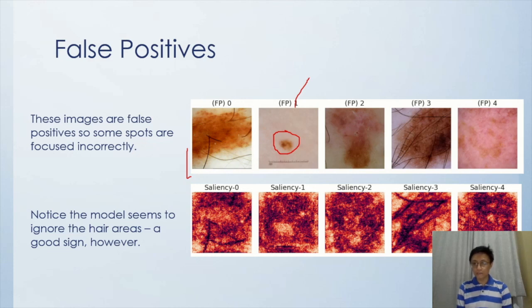And we see as well for FP3, this is not a malignant tumor, although it quite looks like it because there is no symmetry, and there seems to be a dark pigmented area over here.